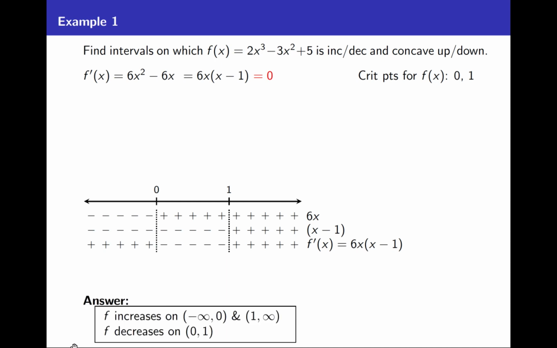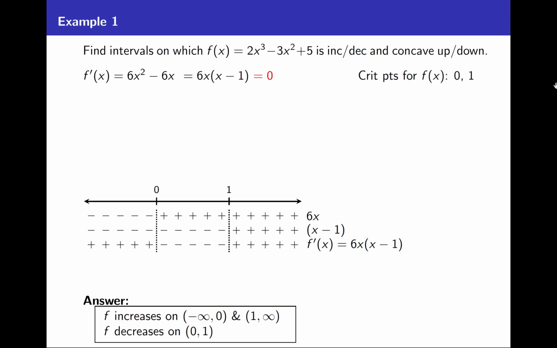So we can see here an answer for increase-decrease. F increases where its derivative is positive on the interval from negative infinity to 0, and also on the interval from 1 to infinity, and it decreases where its derivative is negative on the interval from 0 to 1. So that answers the question for increase-decrease. And we already knew how to do that. Let's now turn to concavity. Where is this function concave up and where is it concave down?